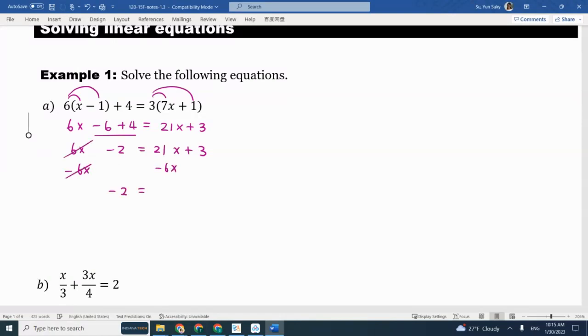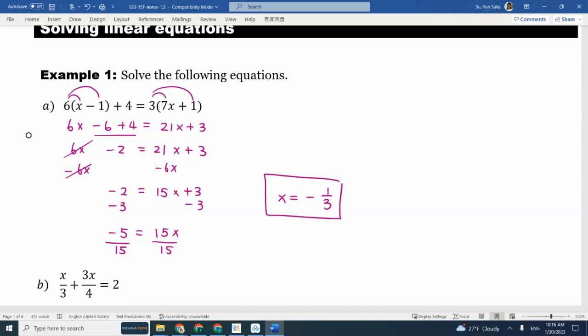Okay, here, negative 2. 21 minus 6, what's that? 15, yeah, 15x plus 3. Okay, what do we do next? Subtract 3. Okay, what's the left-hand side? Negative 5 equals 15x. What's x? We divide it by 15, then negative 1/3. Yes. So this is the answer. Right, everybody?